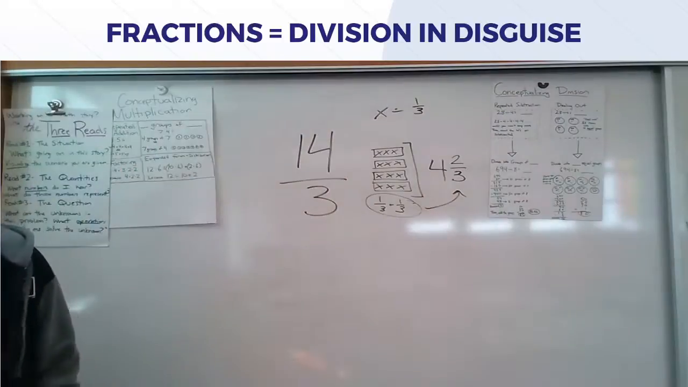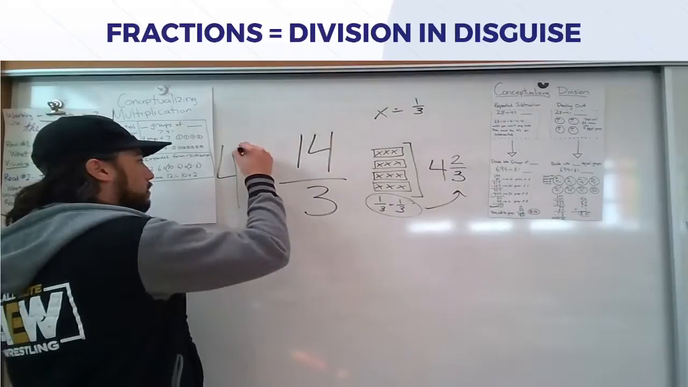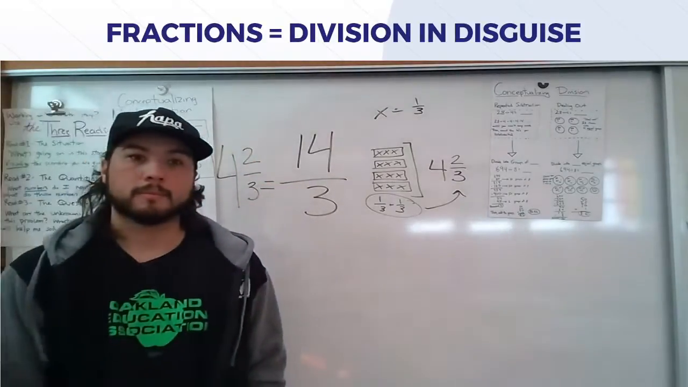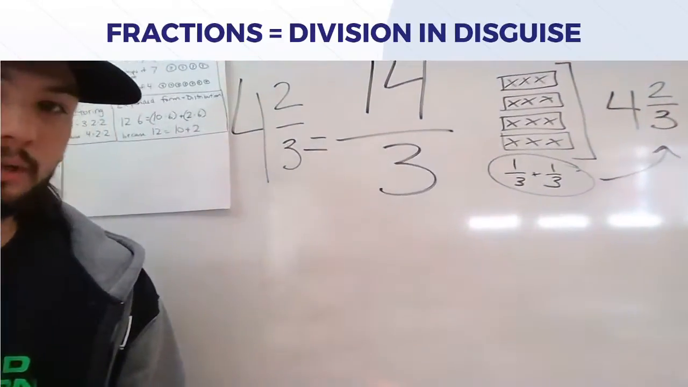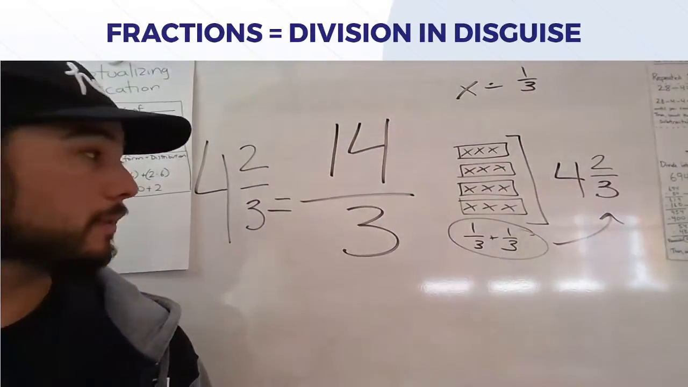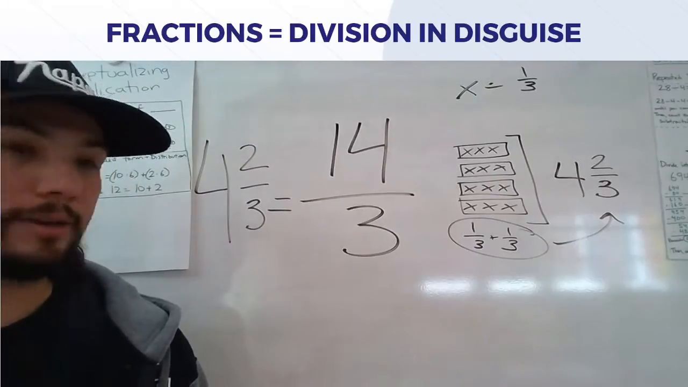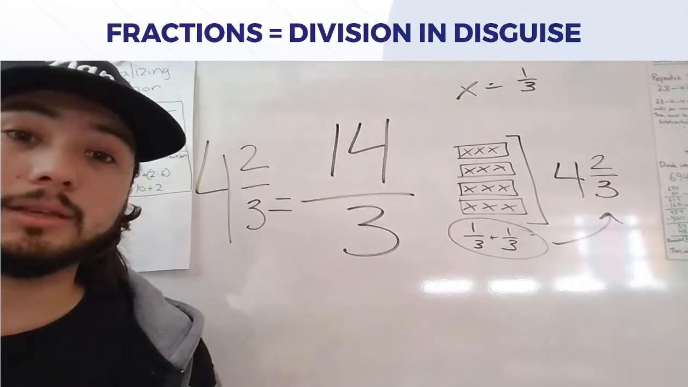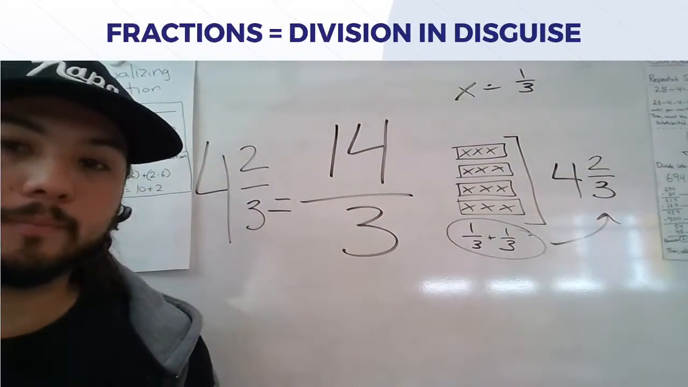So we end up with 14/3 equals 4 2/3. There's our idea there. Let me scoot it closer because it's a little small. There we go. Ta-da. So really thinking here with your improper fractions, your denominator is going to be your key, because it's going to tell you how many in each group equals one.